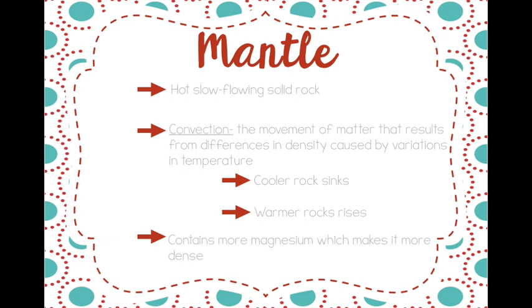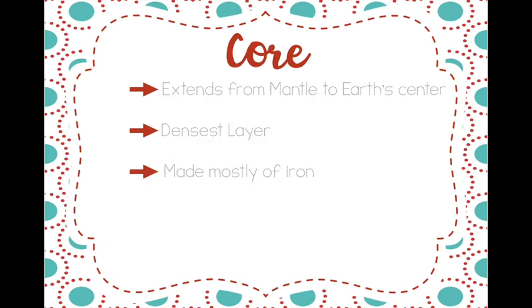Again, the mantle contains more magnesium, which makes it more dense than the crust in general. The more magnesium a layer has, the more dense it's going to be. That's not the only contributing factor to creating a high density, though. There are many other things that contribute to having high density.